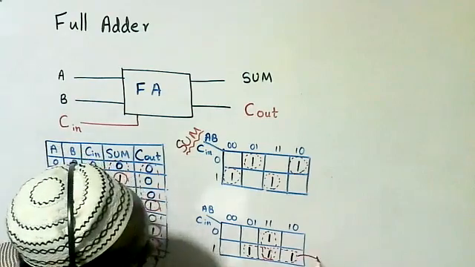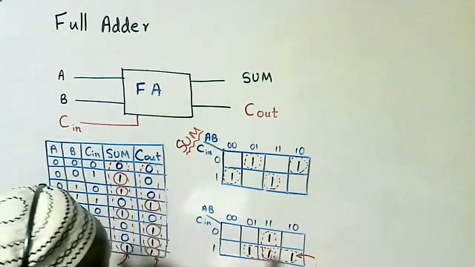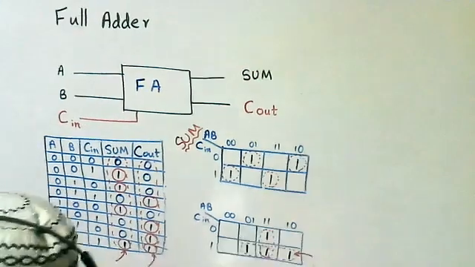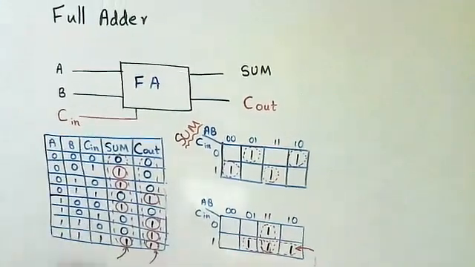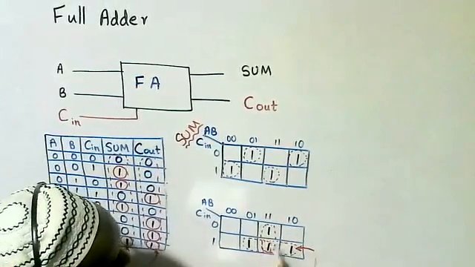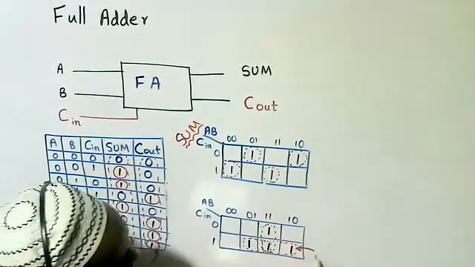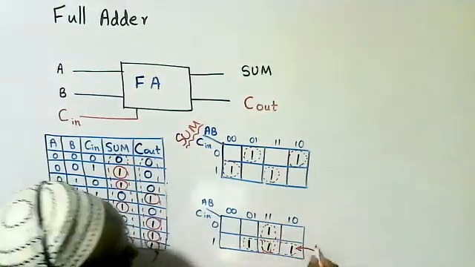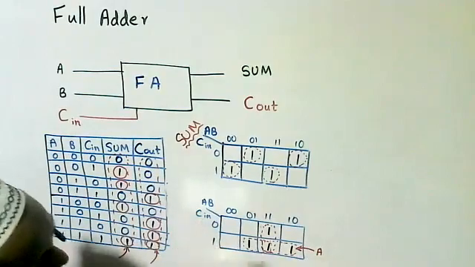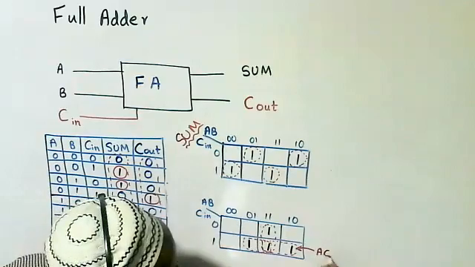First of all, I'll consider this group, these two ones. There are three groups, and each group has 2 ones. Right here A is 1, here also A is 1 in this group. B is 1 then 0, so B changes and we can skip B. And A and C in are always 1, so A, C in.